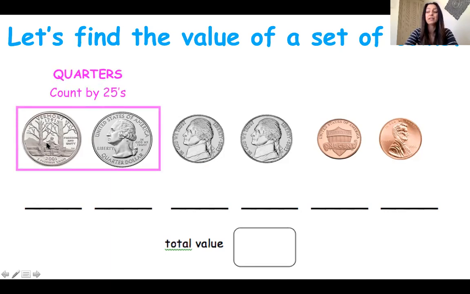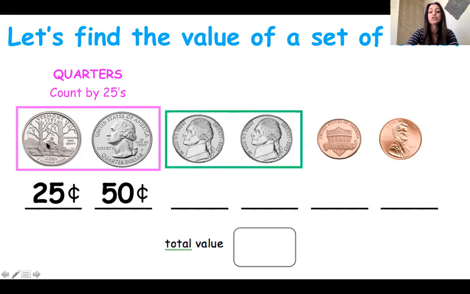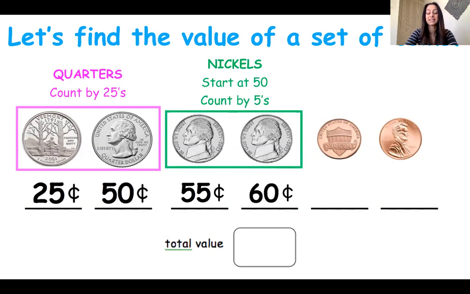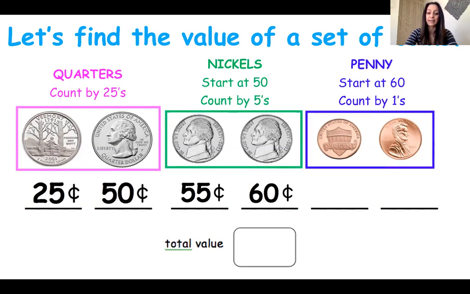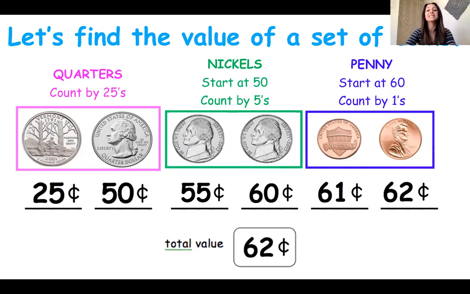So I'm going to count by 25s 2 times. 25 cents, 50 cents. Then I already know that the coin changes to a nickel. And I notice that there's 2 nickels. So now I have to start at 50 and count by 5s. 50 cents, 55 cents, 60 cents. Then the coin changes again to pennies, where we count by 1s, starting at 60. So 60 cents, 61 cents, 62 cents. So the total value of this set of coins is 62 cents.